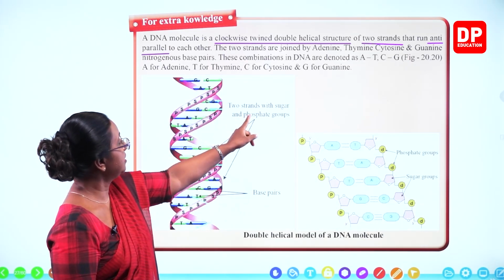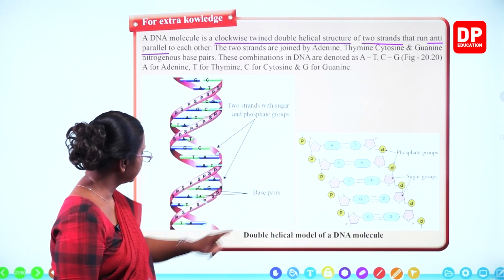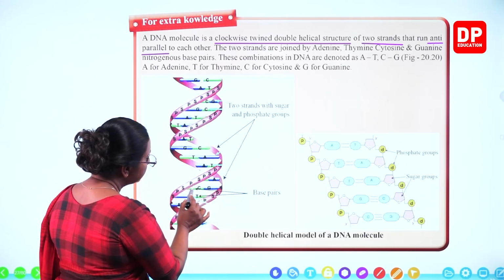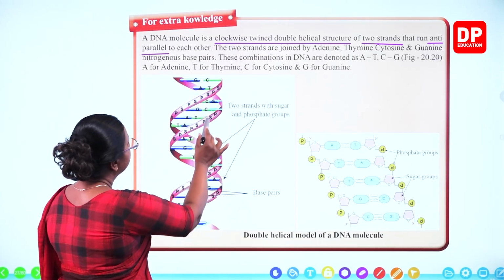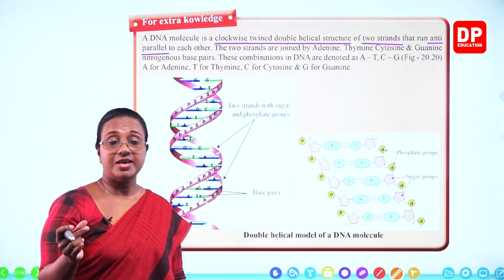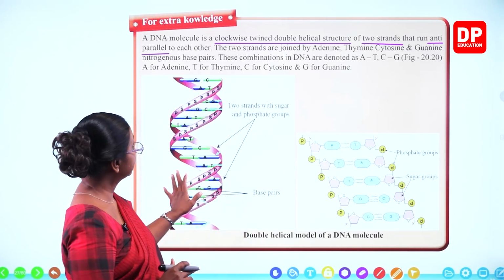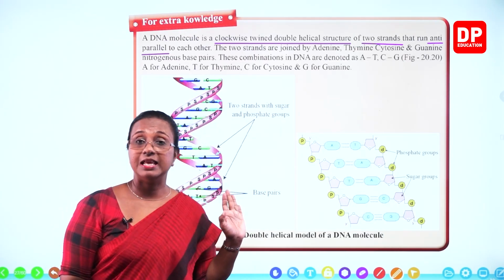Here you can see two strands with sugar and phosphate groups and base pairs. Here C and G base pairs. And in between you will have the sugar and phosphate groups in the strand. Is that clear now? So that is the structure of a DNA molecule.